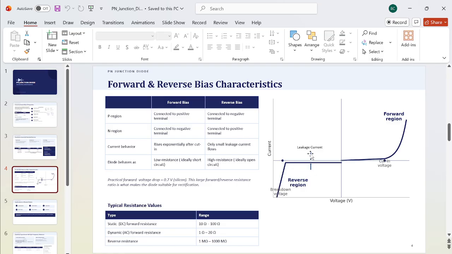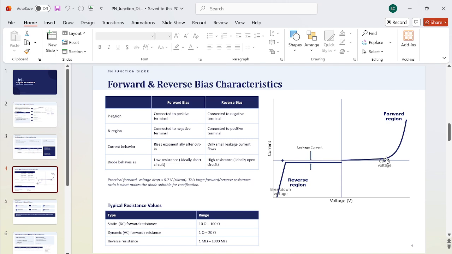You can see that this very small leakage current is flowing through the device so long as the reverse voltage across the PN junction is kept below the breakdown voltage. And if you increase the reverse voltage higher than the breakdown voltage, then the PN junction diode will undergo the breakdown mode, which is not the normal operation mode of the PN junction diode. Now this important parameter, that is the leakage current, is of the order of nanoamperes in case of silicon diodes and microamperes in case of germanium diodes.